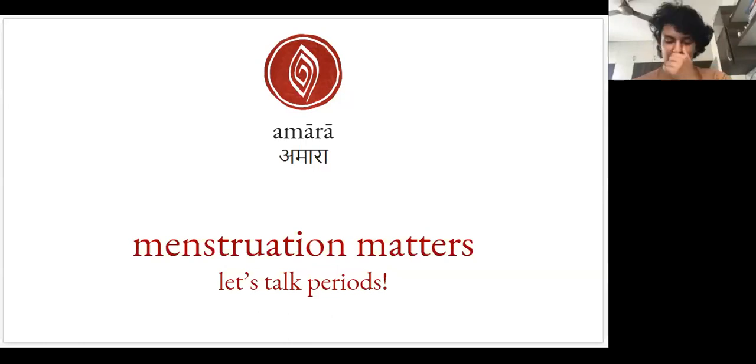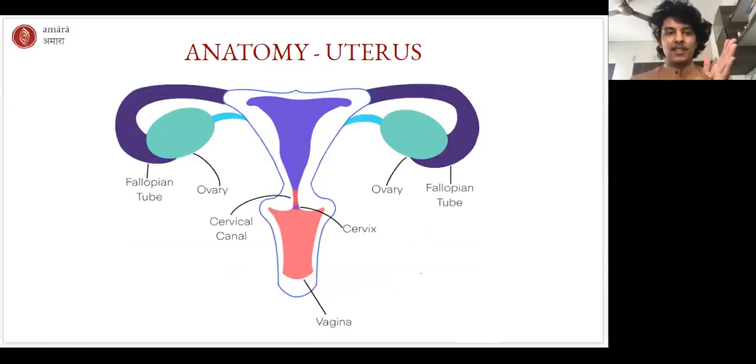So let's talk about the basic anatomy. What exactly is the uterus? The uterus is a muscular bag. Think of the uterus as a balloon, but instead of blowing air to blow the balloon, a baby or a fetus grows inside and the uterus grows. Now, where exactly is the uterus present? Suppose this is your urinary bladder. Your uterus is present somewhere over here, and the rectum is present here.